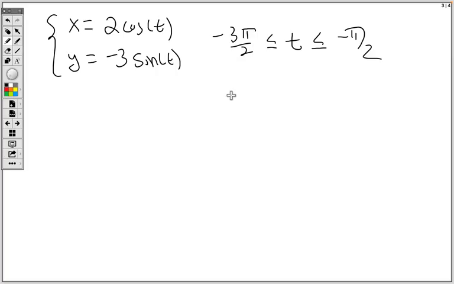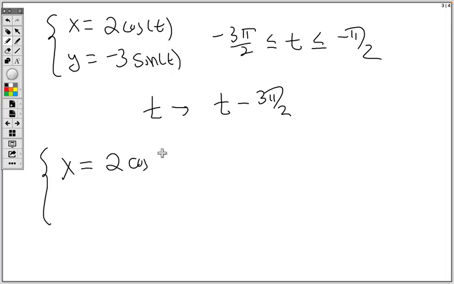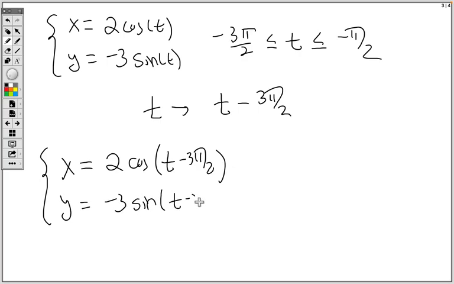So what I would do is I would replace t with t minus 3 pi over 2. All right, so this is introducing a time delay. So I would do 2 cosine of t minus 3 pi over 2, negative 3 sine of t minus 3 pi over 2, where t minus 3 pi over 2 runs between negative 3 pi over 2 and negative pi over 2. And now we would simplify these.